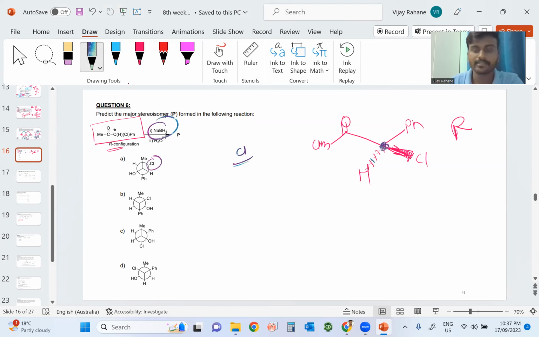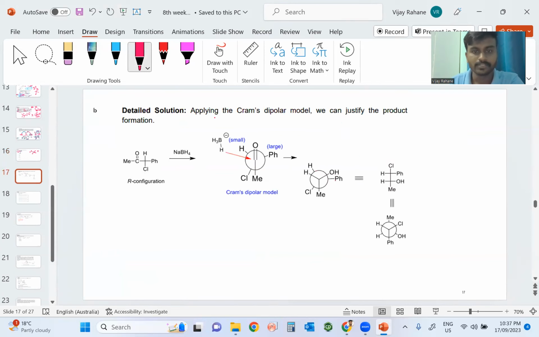And you have to attack with the hydride. By looking at the structure, you can also work out whether it should attack from that side or this side. But there is often a high chance of making a mistake, I mean getting the incorrect option. So we'll go with the model. This model I will just draw here.